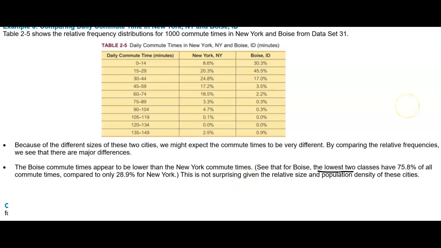So remember, the lowest two classes have 75.8% of Boise. What they've done is they've added these together to get 75.8%. And then they compared it to the two lower classes for New York, and when they added those together, they get 28.9%.